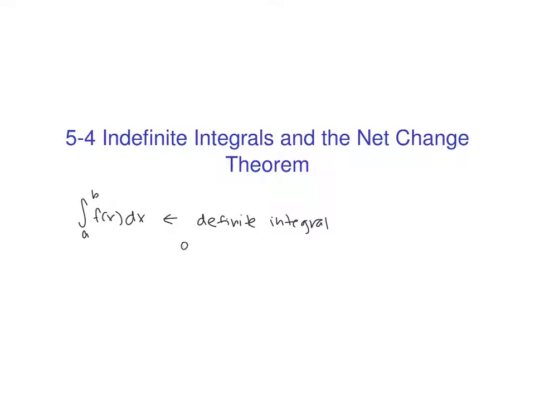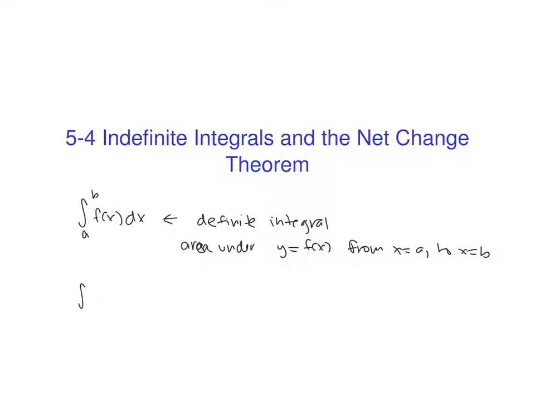And its meaning is the area under y equals f of x from x equals a to x equals b. And finding that area involves the process of taking an antiderivative, right? You take an antiderivative, you plug in b, you plug in a, right?